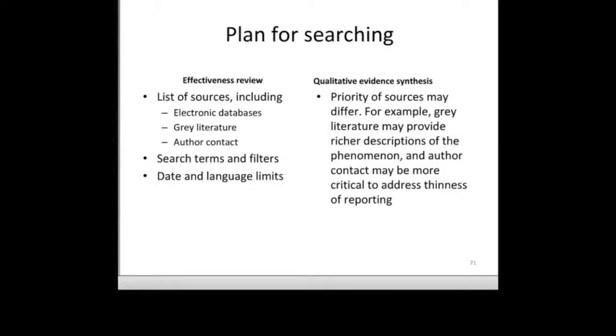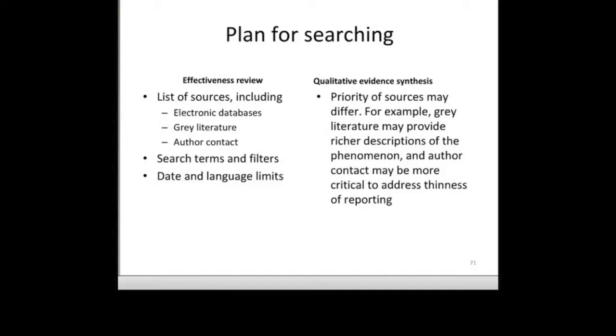You then set date and language limits, and it's very important that these limits are actually preferably theoretically inspired, because most of the people take a cutoff of 10 years based on arguments that are really too pragmatic, for example, lack of time. Sometimes you find examples of review authors that state that, well, I started in 2010 because that was when this particular intervention has been published for the first time. So they actually define some sort of theoretical criterion for a cutoff in date.